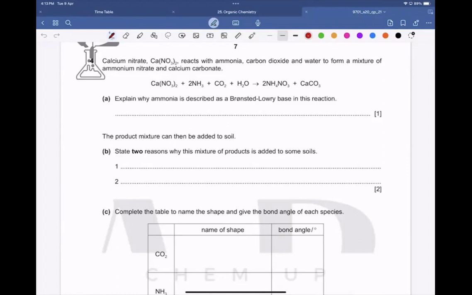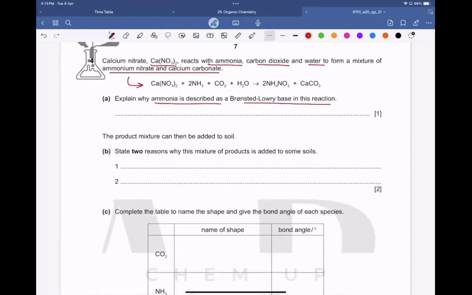Okay, yeah, calcium nitrate, Ca(NO3)2, reacts with ammonia, carbon dioxide, and water to form a mixture of ammonium nitrate and calcium carbonate. Okay, and here we have the chemical equation. Explain why ammonia is described as a Brønsted-Lowry base in this reaction.